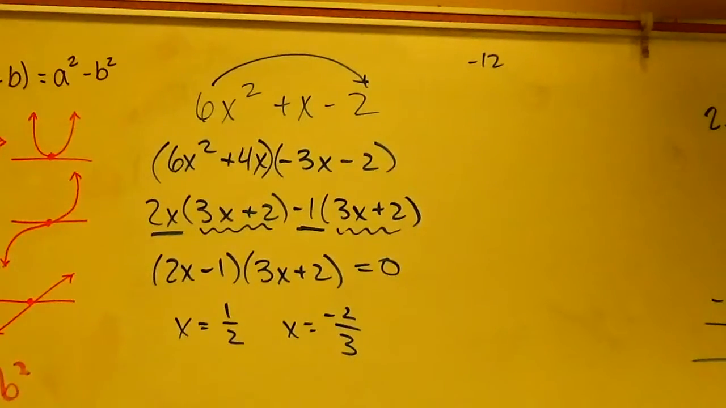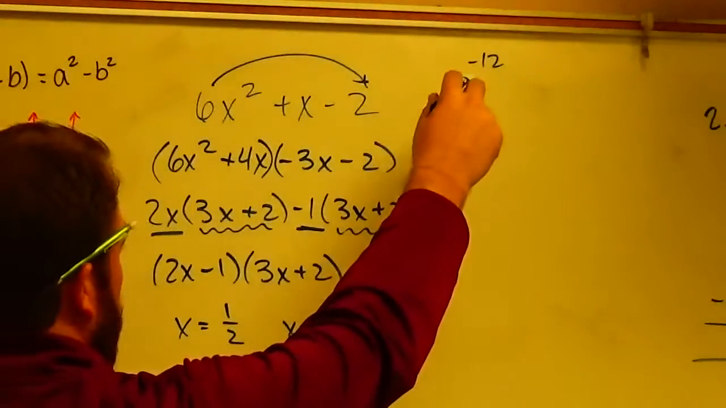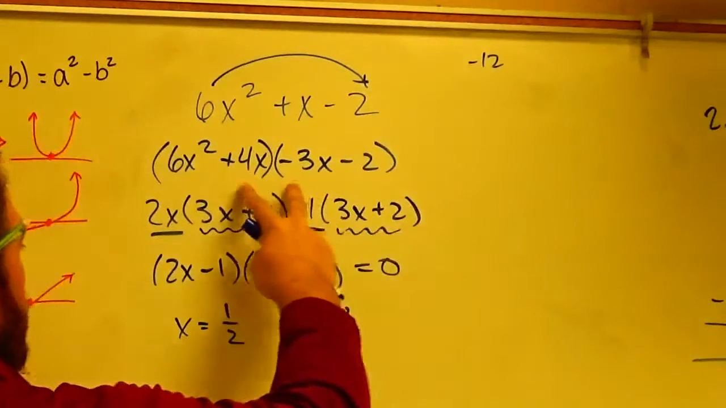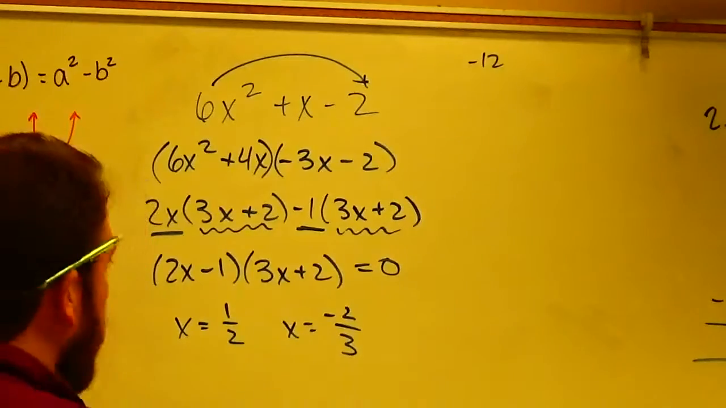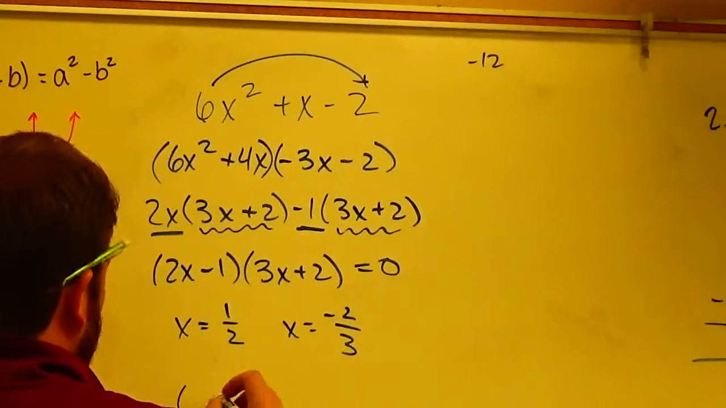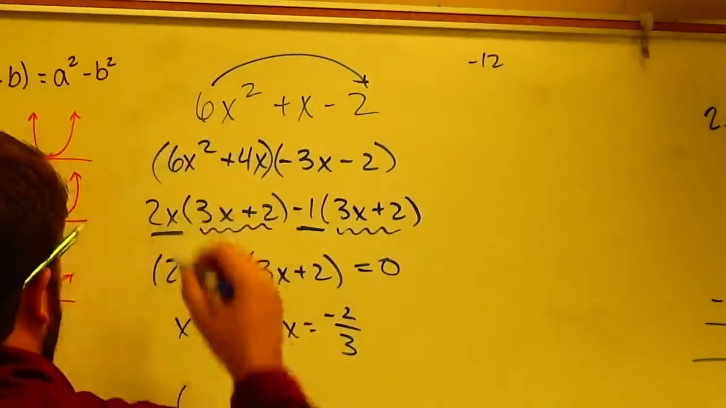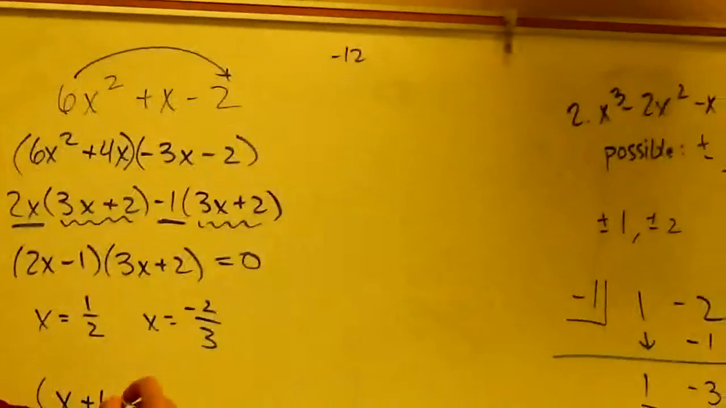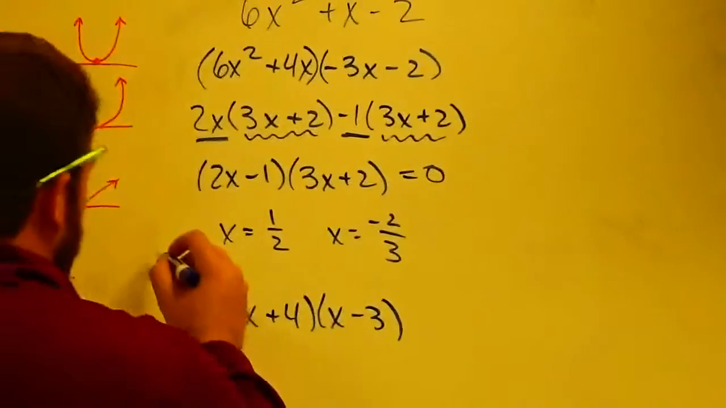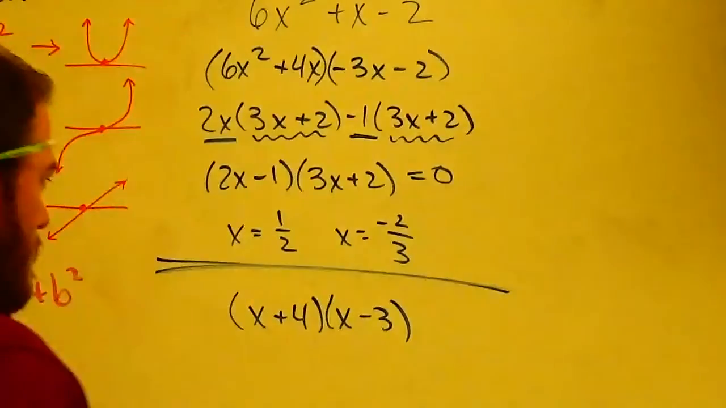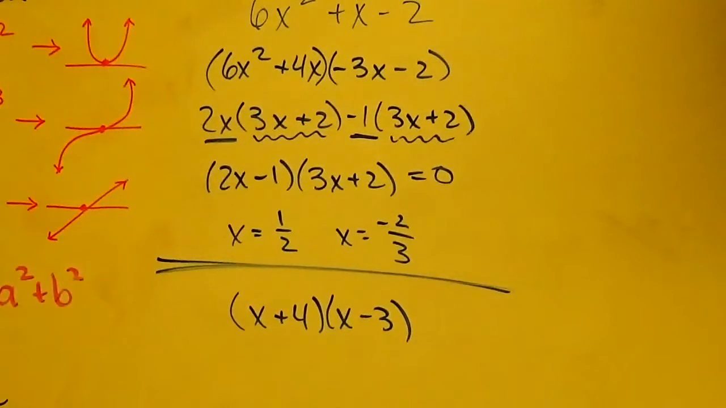Again, if you want to see it the other way, I still have the same thing. I'm still multiplying to the negative 12. We decided I'm going to get 4 and negative 3. So I do x plus 4, x minus 3. All right, these are two separate ways of factoring using the same problem.